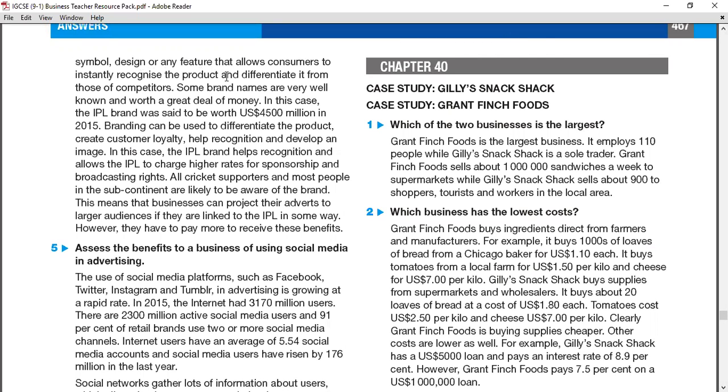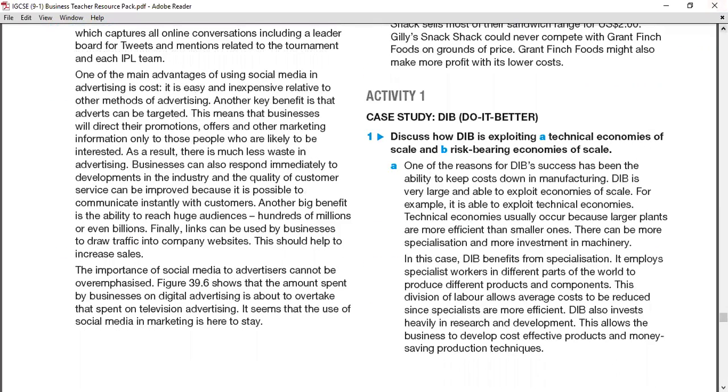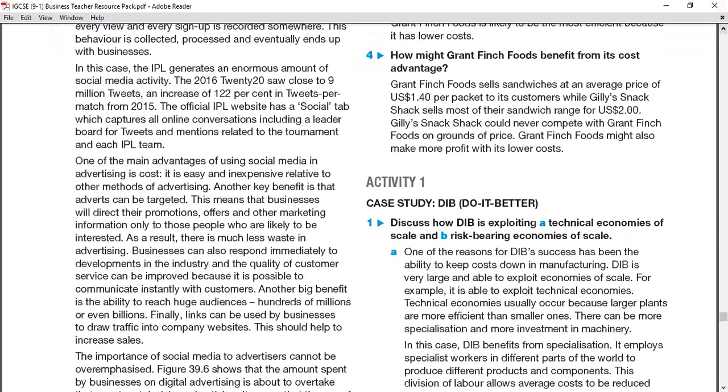A symbol, design, or any feature that allows consumers to instantly recognize a product and differentiate it from competitors. Some brand names are very well known and worth a great deal of money. In this case, the IPL brand is worth 4.5 billion. Right. Last question, let's go. Evaluate the benefits of social media.